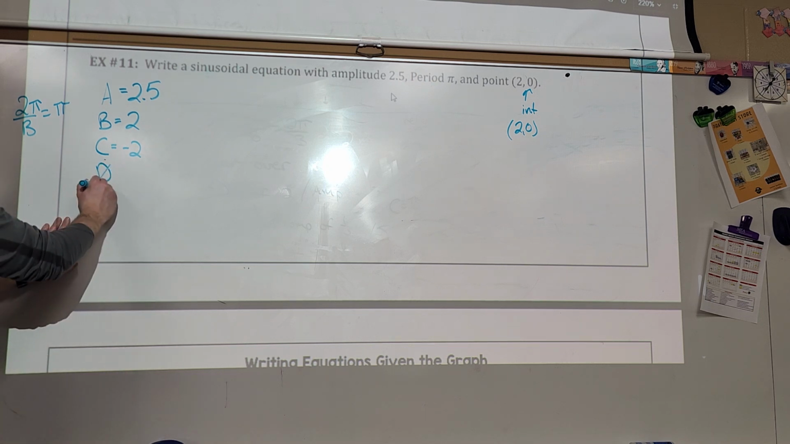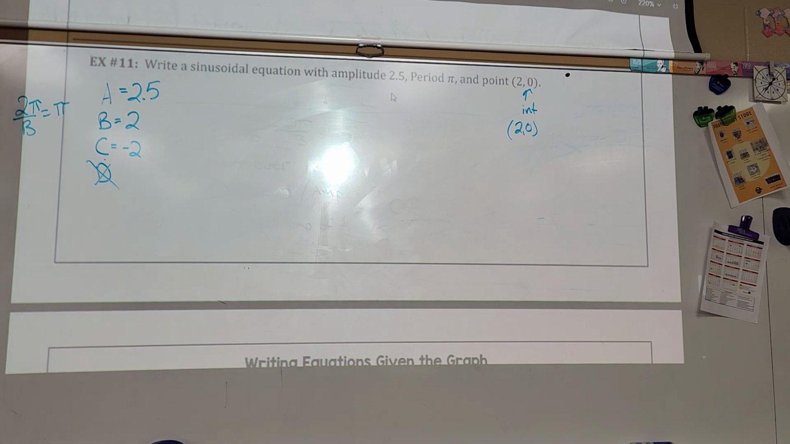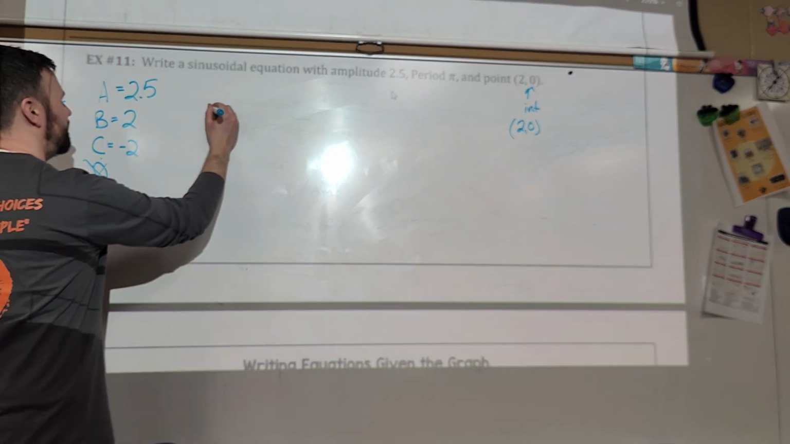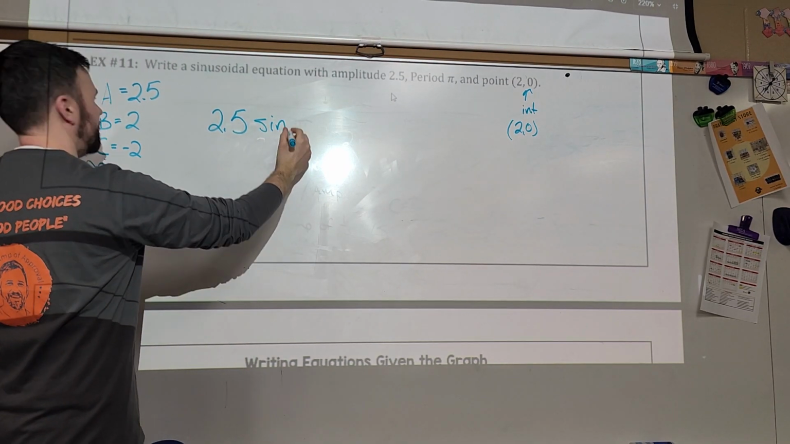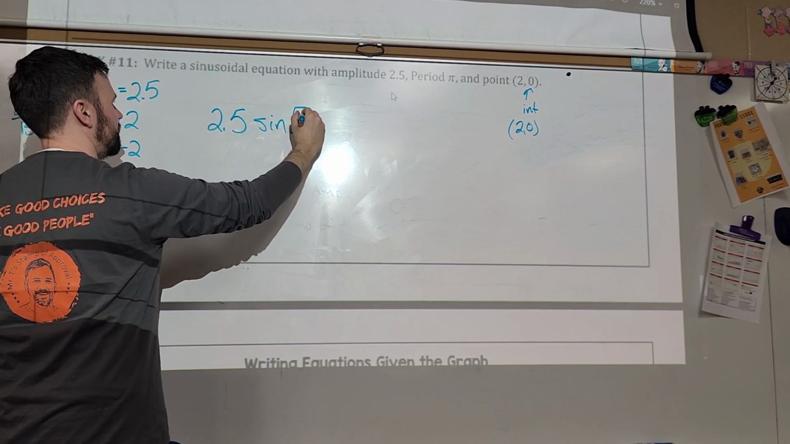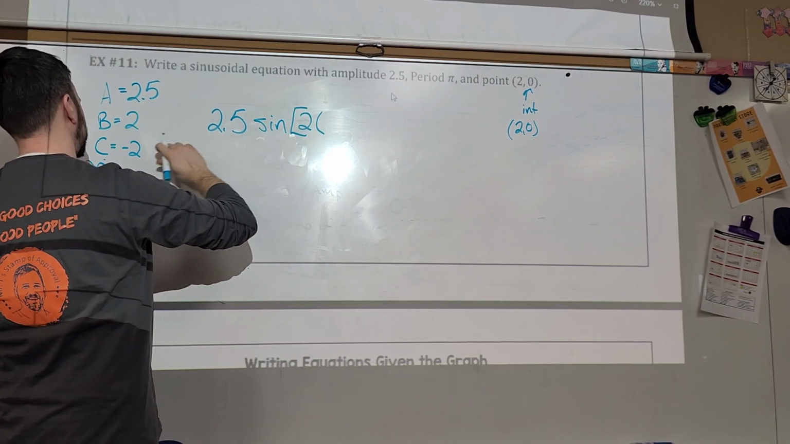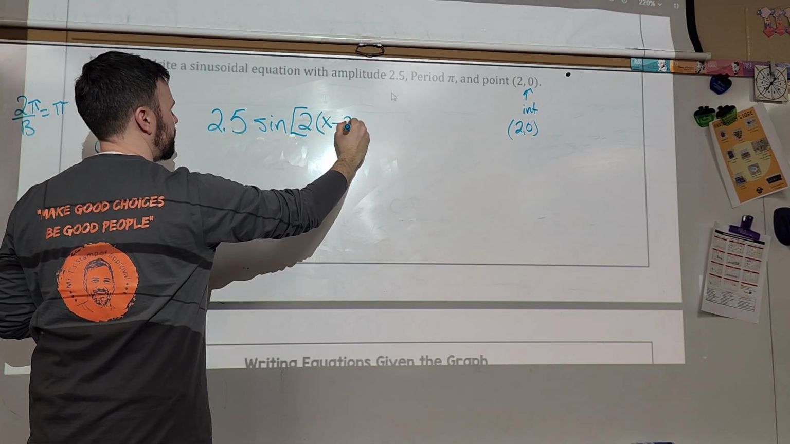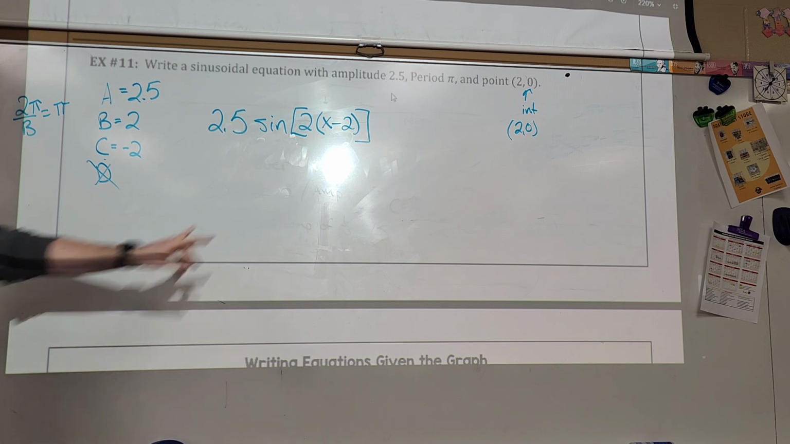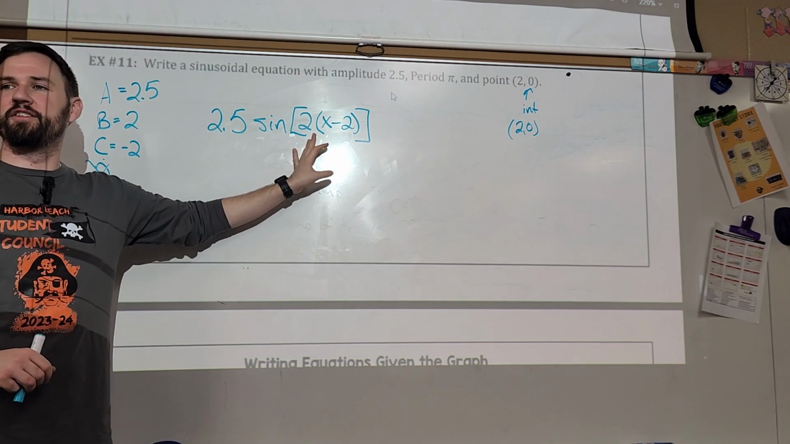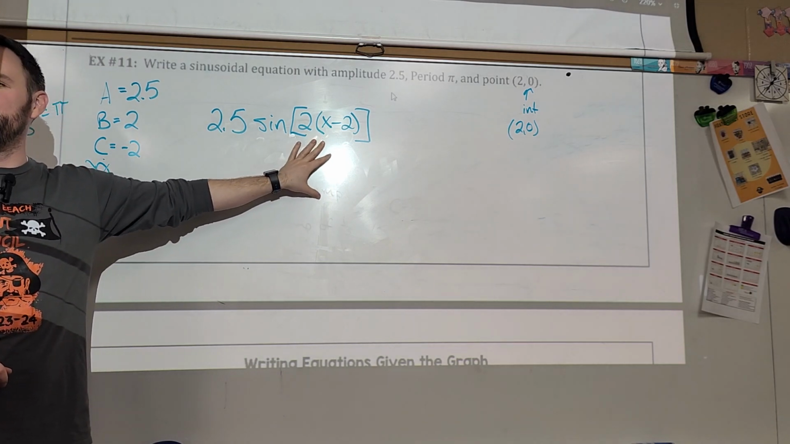Anyway, if I do it that way, will I have a D? Nope. Is that enough information to do my equation? You bet, buddy. 2.5 sine of (2x minus 2). It doesn't matter if you use bracket or not, but this is more common because it's more aesthetic and less confusing.